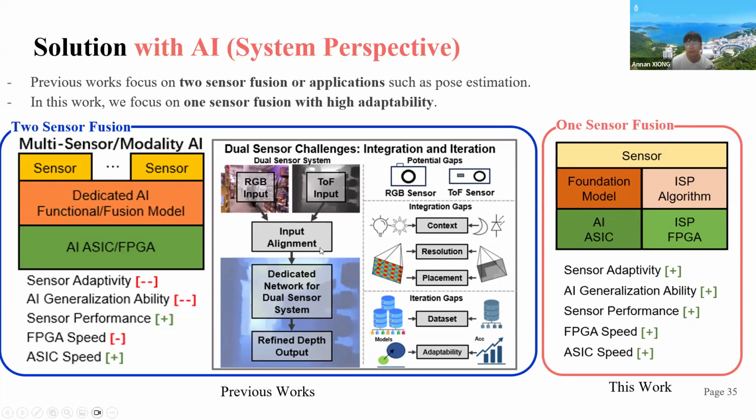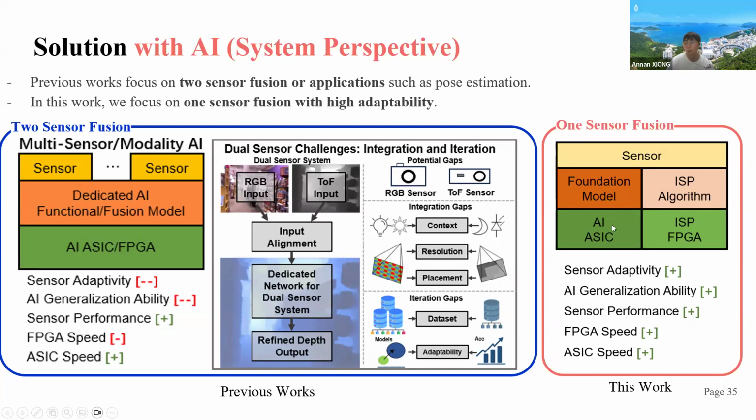First of all, you need a dedicated network for the fusion, and then you may face integration gaps such as the context difference, resolution difference, and placement difference for these two sensors. In addition, it is hard to iterate your method because the datasets and models for RGB sensors are much more plentiful than for the ToF sensor. It is hard to do the iteration.